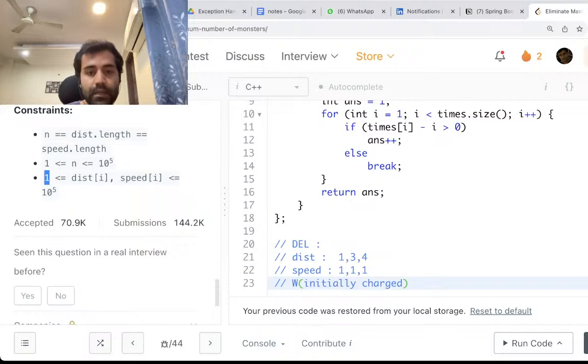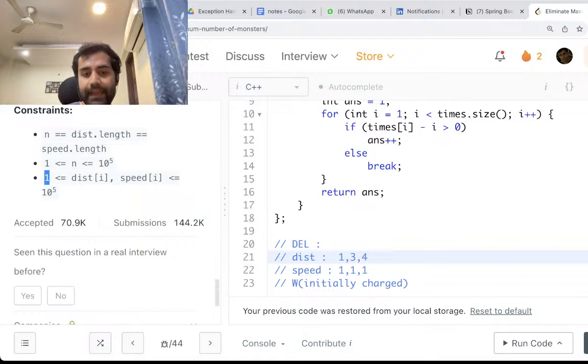Now one more thing, if you look at the constraints, it says that distance of I is always greater than or equal to 1. So guys, it is never going to happen that at the beginning itself there is a monster who is touching your city. It will never ever happen. All the monsters are going to be separated by some distance, and that distance will be at least 1.